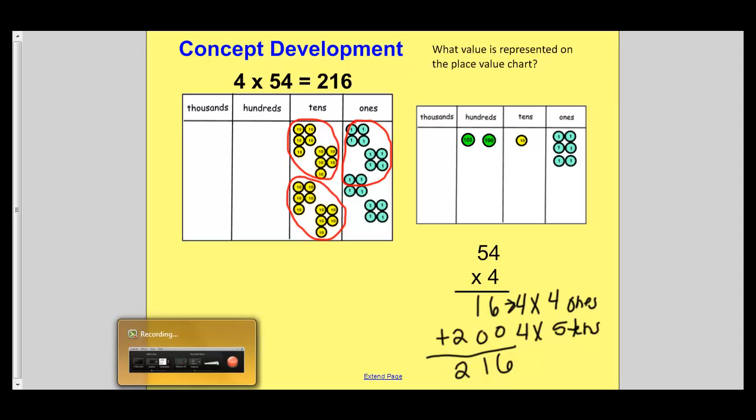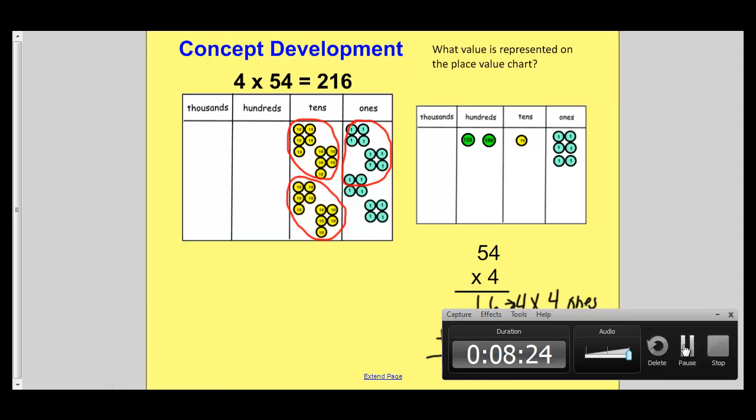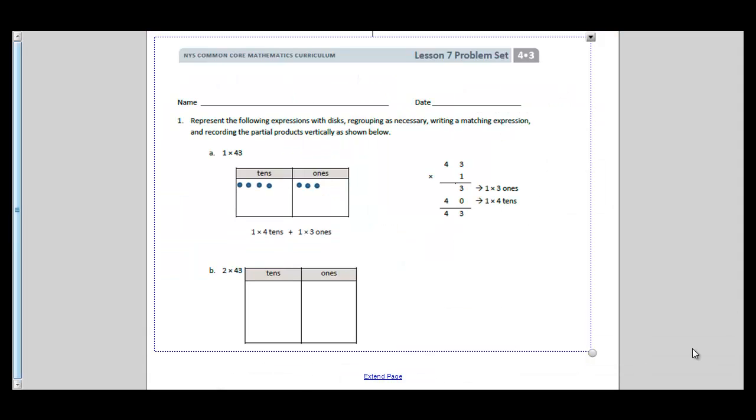Okay, now we are ready for you to get out your problem set. So I want you to find problem set 7. Okay, so you can see that they've already done the first one for us. It says represent the following expressions with disks, regrouping as necessary, write a matching expression, and record the partial products vertically as shown below. So you can see they already did the first one for us. So this is an example of what we're expected to do.